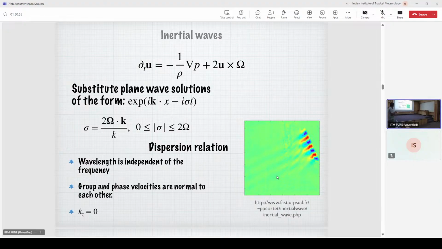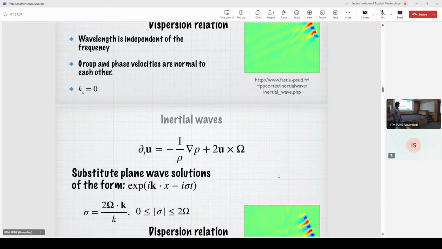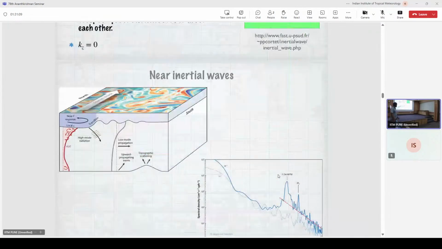And finally, you can see that there's no projection onto the 2D plane. So if the rotation rate and the k vector are perpendicular, sigma goes to 0. So the 2D plane seems to be not affected by inertial waves. Yeah, it's just a wave part.